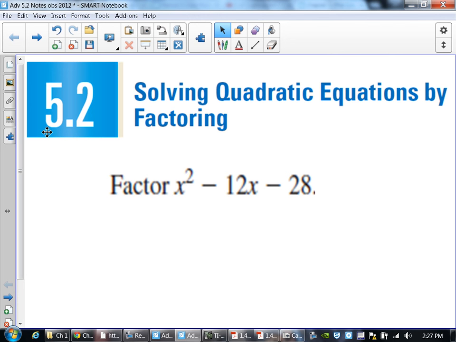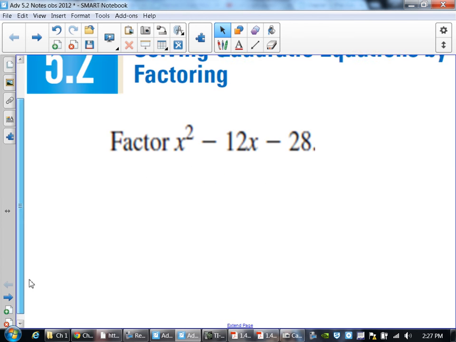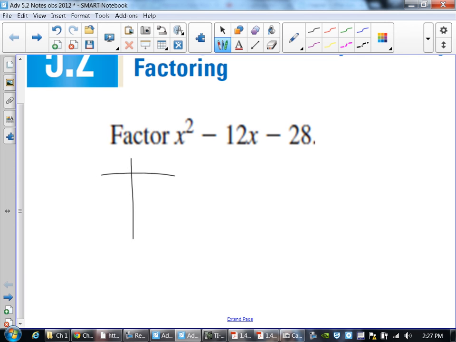If I'm looking at something like x squared minus 12x minus 28, I'm always looking at what multiplies to the tail and adds to the middle. So what times what is negative 28, but I add them to get negative 12? A couple things you should start to recognize in your head. If I'm multiplying two numbers together and get a negative, they're different signs. With it adding up to the middle number being negative, the larger absolute value one has to be negative.